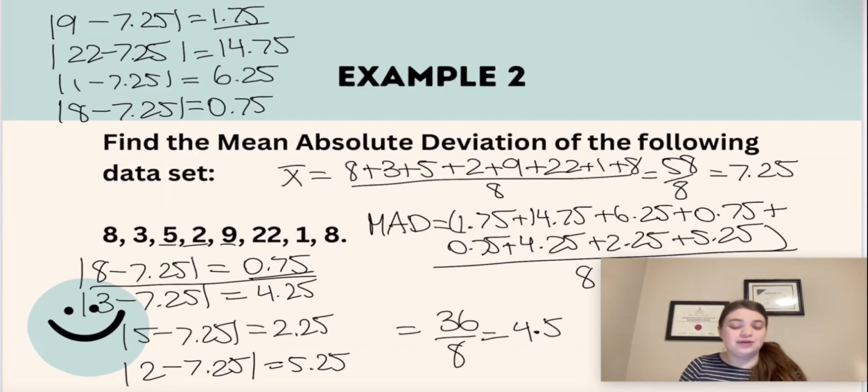So this is a much bigger number than before, indicating that these numbers are more spread out. They're further, on average, from the mean than in the previous data set because the mean absolute deviation was larger.